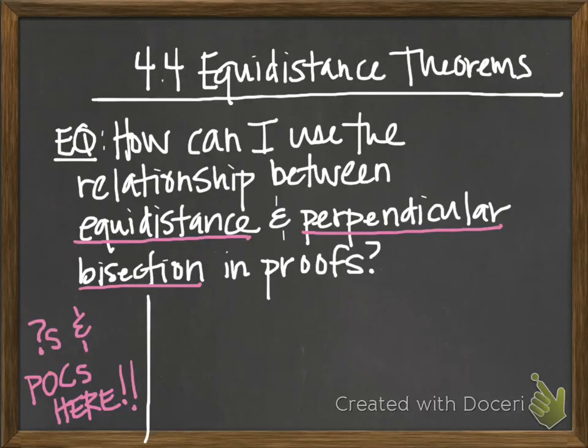Hi, these notes are over 4.4, the equidistance theorems. The essential question is, how can I use the relationship between equidistance and perpendicular bisection in proofs?